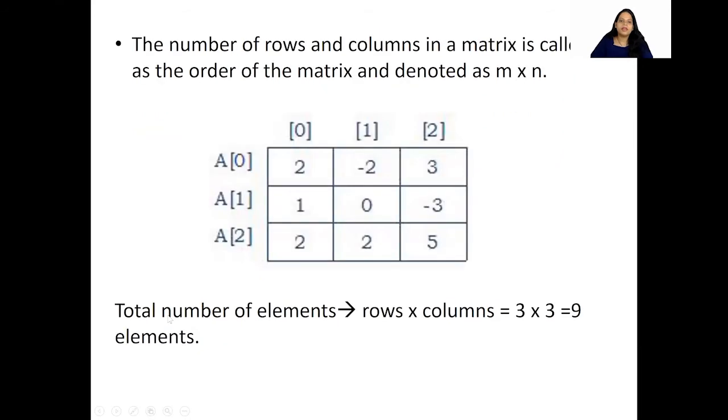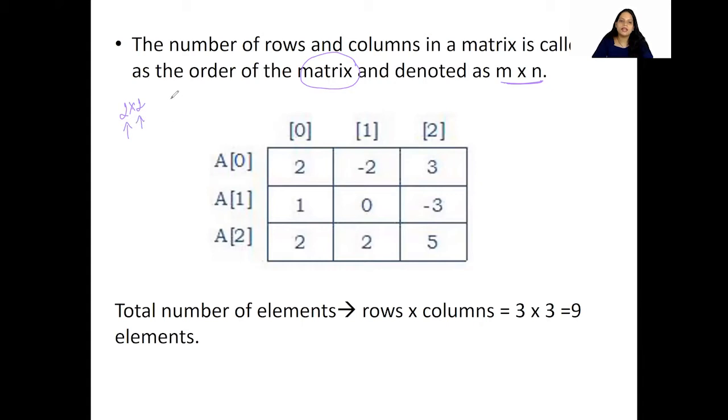So next, see this example here. The number of rows and columns in a matrix is called the order of the matrix and denoted as m into n. Now, what is this matrix? You would have learned matrix in mathematics, isn't it? Usually we represent, suppose the value of a matrix is all 1, then if it is a 2 into 2, it means this is nothing but a row, this is nothing but a column in the matrix.